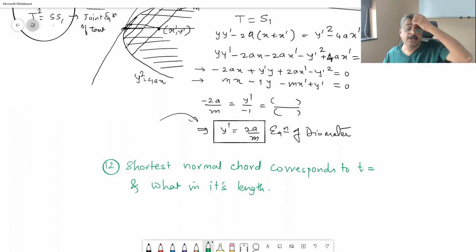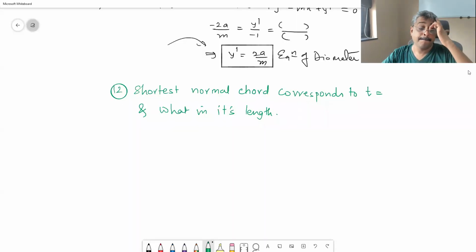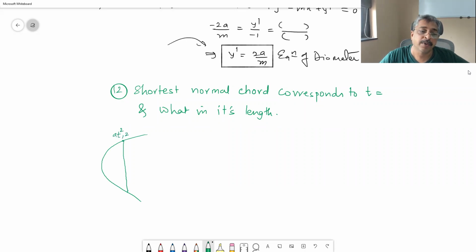Do you understand? Shortest normal chord means you draw a chord, at least it should be normal to the curve at one point. It is not going to be possible that it is normal at both the points. It will be possible to have a shortest chord normal at one point. Say this is a normal chord. At this point it is normal and it's t, so at square comma 2at.